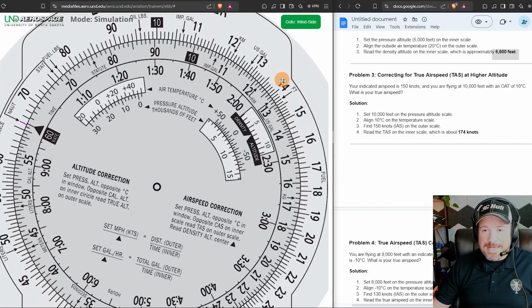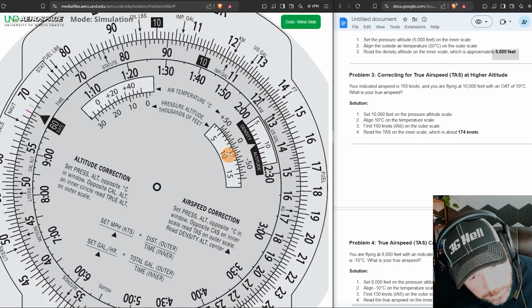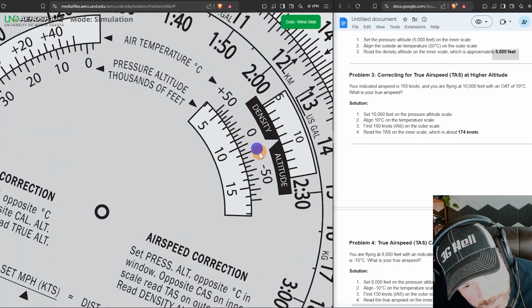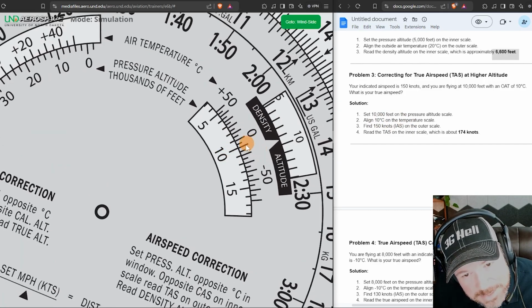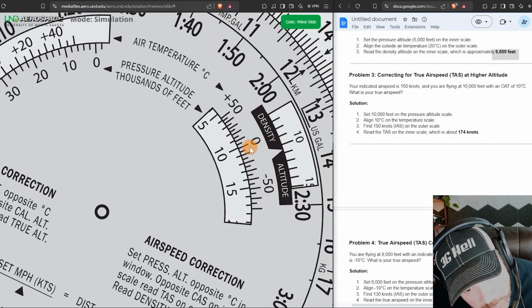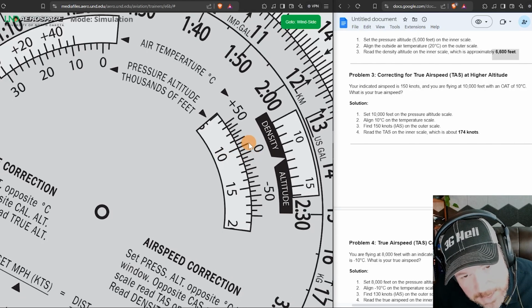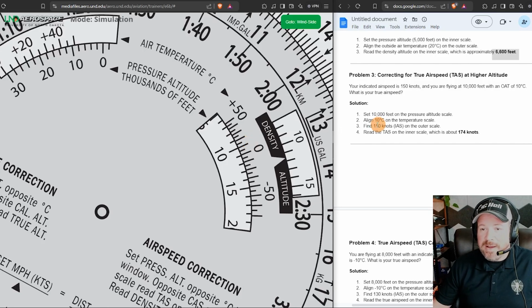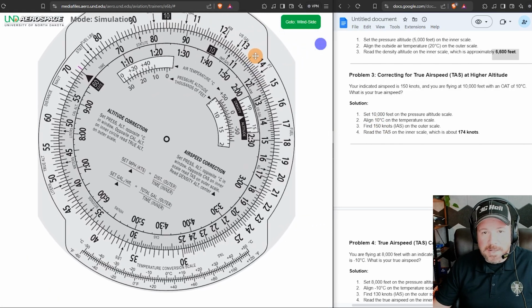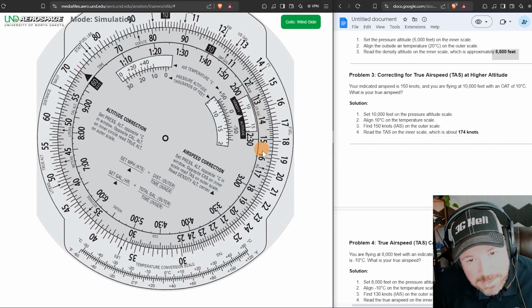All right, so set 10,000 feet on the pressure altitude scale. So the pressure altitude scale is going to be 10,000, and align 10 degrees Celsius. So 10,000 is here. And oops, see what I did? It's minus 10, and we want plus 10. So let's go over here. So there's 0, and there's 10. So 10,000 feet, plus 10 degrees Celsius. Find 150 knots indicated airspeed on the outer scale, and then read the inner scale at 174.